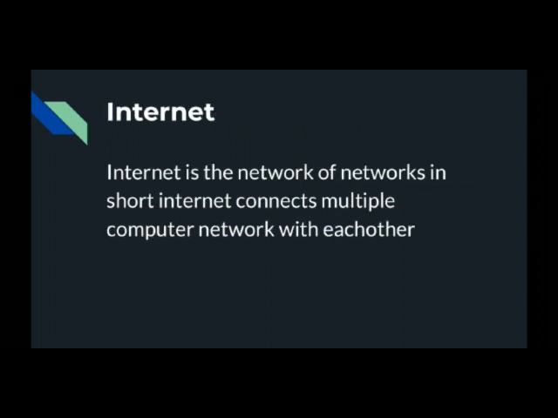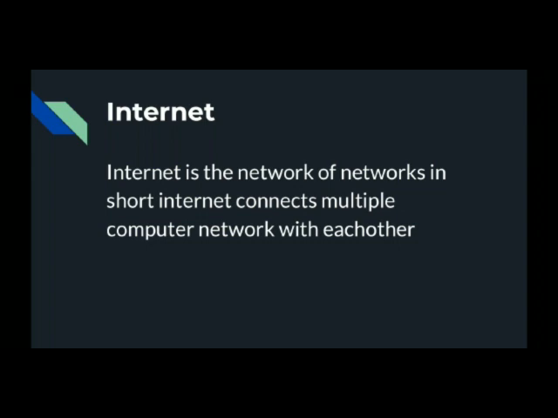Now, let's move to the second term, that is internet. Internet is the collection of all these multiple computer networks, and that's why it is known as a network of networks. In short, internet connects multiple computer networks with each other. So now let's discuss both these terms, computer network and internet, with a simple example.